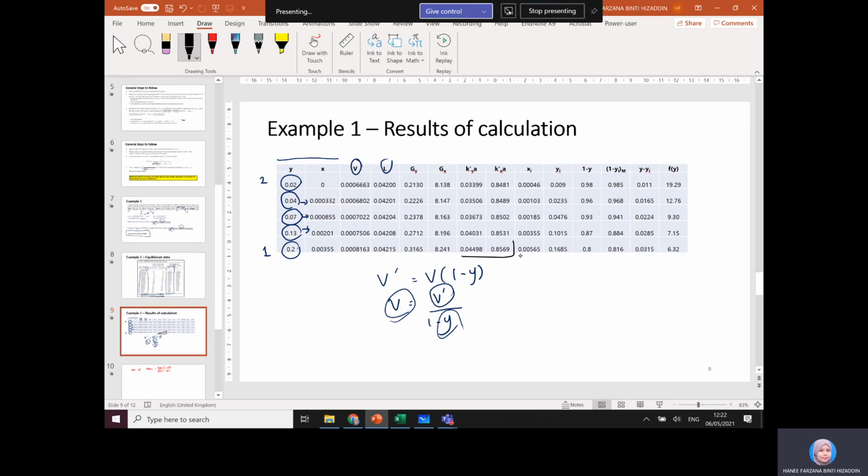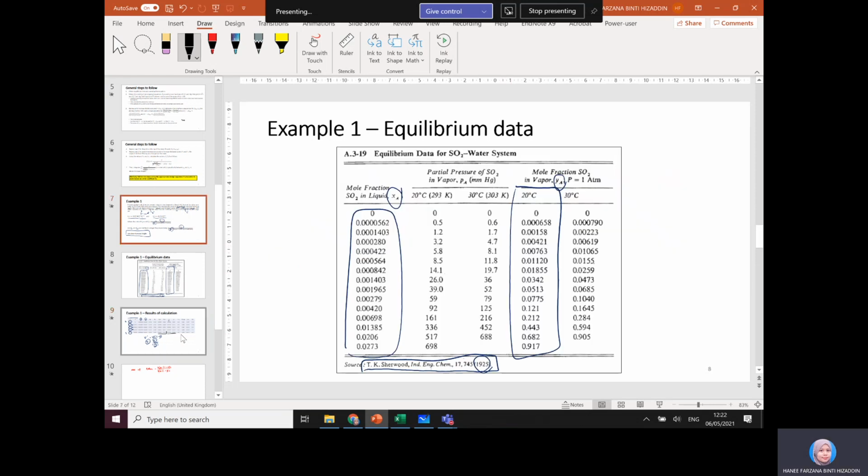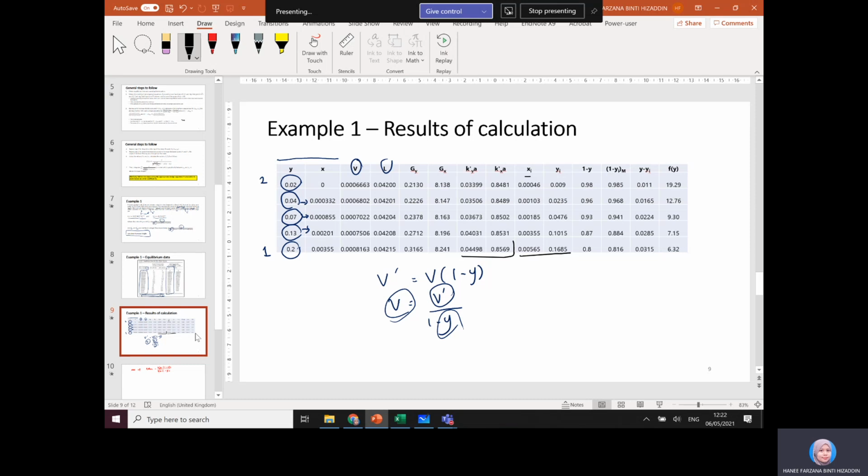You will get that after 2 trials, xi is 0.00565 and yi is 0.1685. And then you repeat the same process to get the xi and yi at each intermediate point along the absorption tower. After that, things would become more straightforward, because why?